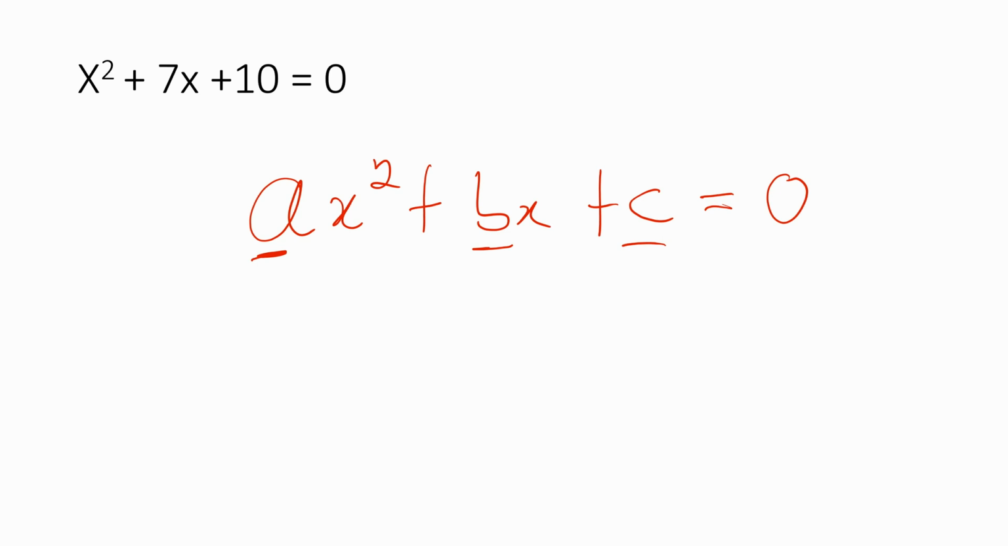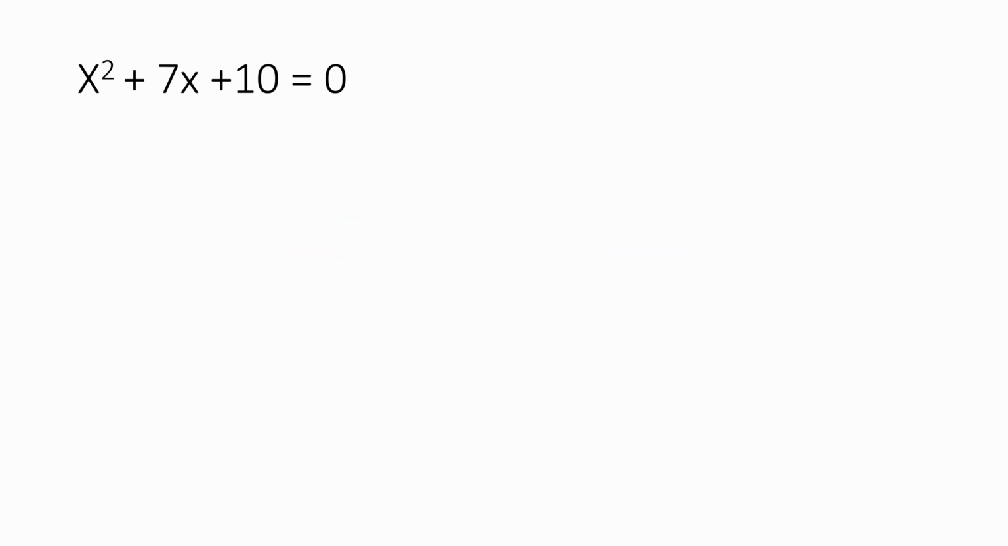So to go about this, you first of all need to find out a times c. So the coefficient in front of the x squared multiplied by the whole number. So for this question, this is how we're going to go about it. The first thing we need to work out is a times c, which in this case will be 1 times 10, and that gives us 10.